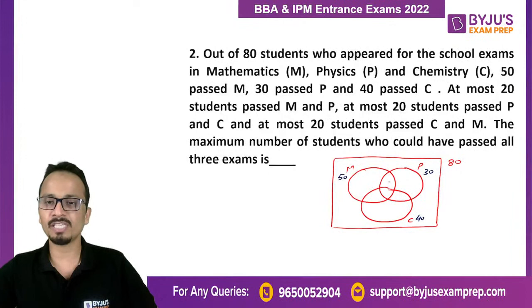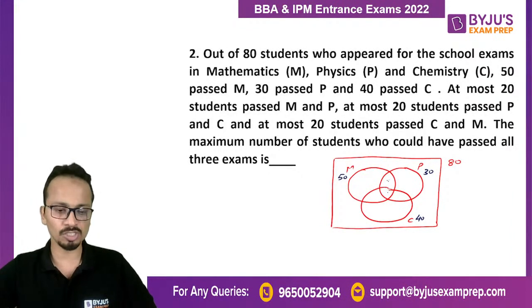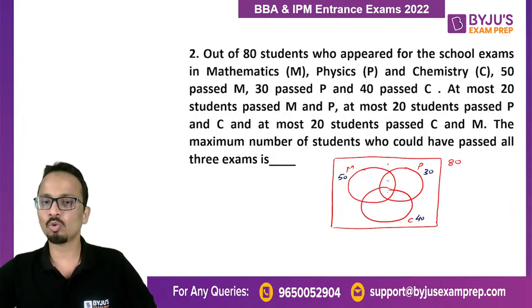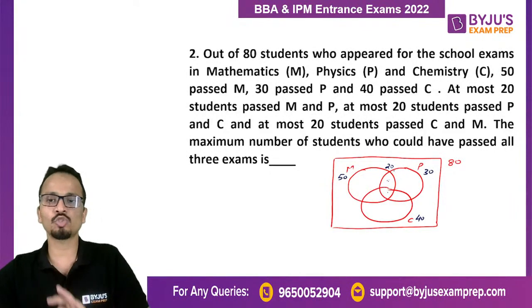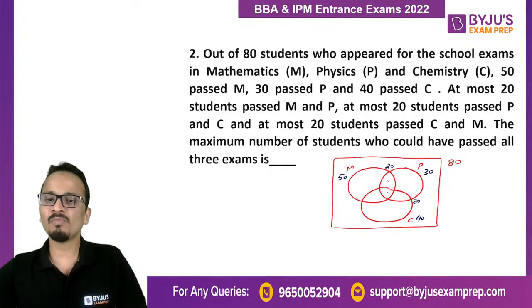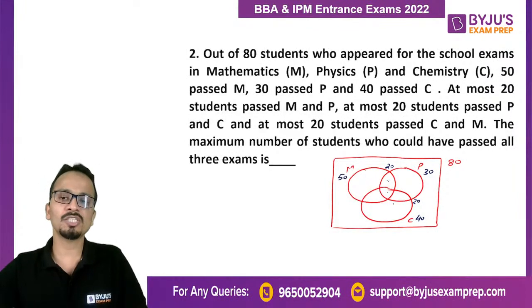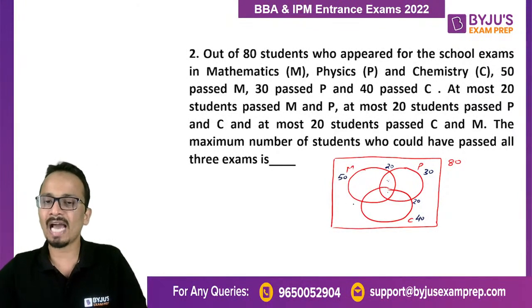Now at most 20 passed in maths and physics. So maths and physics, the value of these 2 portions that I have just marked with a dot, the total maximum value of this is 20. Similarly, maximum value of physics plus chemistry is 20 and maximum value of chemistry and maths is 20.